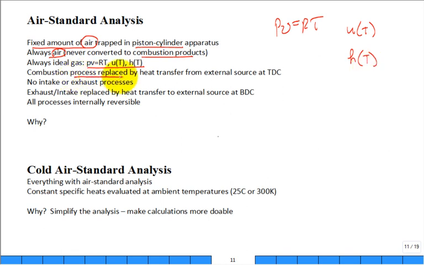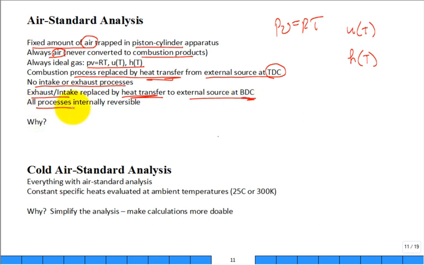Combustion process is replaced by a heat transfer. Things got hot during the combustion process. Why don't we just forget about the combustion? It's too complex. Just make a heat transfer to make them get hot. It's going to come from some external source, and it's going to be isolated at top dead center for the Otto cycle for sure. No intake or exhaust processes. The exhaust and intake are replaced by heat transfer to an external source at bottom dead center.